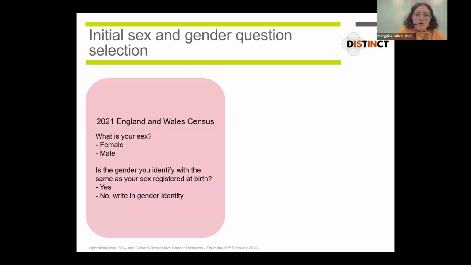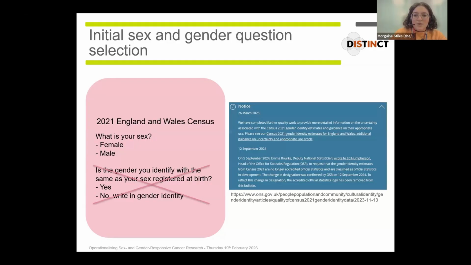In terms of sex and gender questions, we wanted to use the census questions as a starting point where possible for ease of comparison to a large national data set. However, the ONS gender question was highly misunderstood by many people, particularly those with English as a second language, and therefore the results are no longer classed as an official statistic, so the question wasn't appropriate for inclusion.